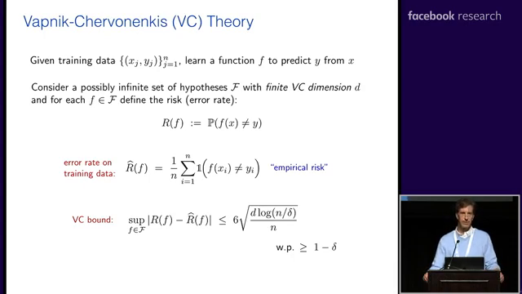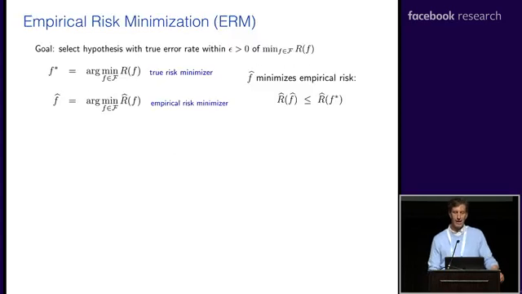So we think of delta as some small number like 0.01, like 1%. We want to have 99% confidence that this bound holds. So how do we use something like this? So this is empirical risk minimization. I'm sure many of you are familiar with it, but bear with me.